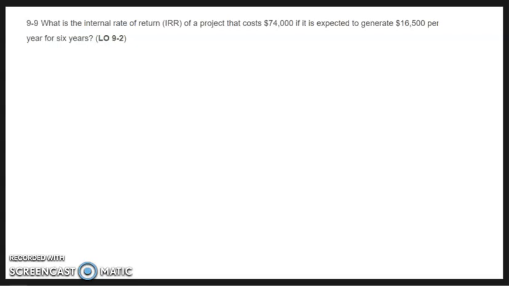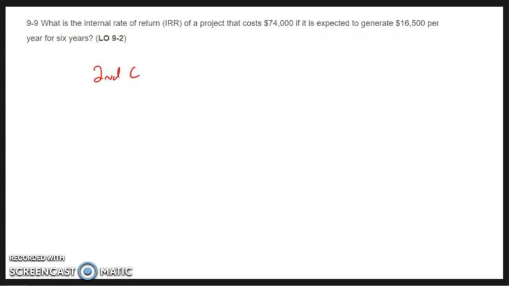Okay, this is problem 9 from chapter 9 of CFIN7. So, what is the internal rate of return of a project that costs $74,000 and is expected to generate $16,500 per year for 6 years? So, the formula that you would use is certainly beyond the scope of this class. So we're going to just do this one on the calculator.